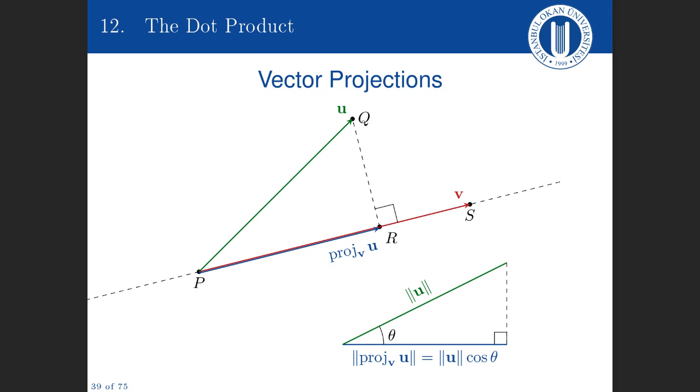Now, we've got a triangle here. The length of the green side of the triangle is the norm of u. The angle in this triangle is theta. That's the angle between the vector u and the vector v. And the blue side of this triangle is the norm of the projection of u onto v. Or from this triangle, we can see that's the same as norm of u cos theta.